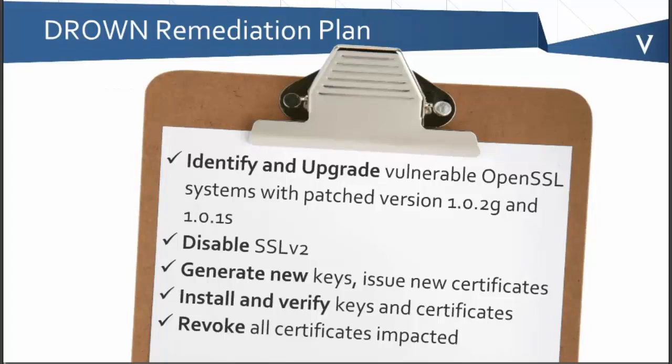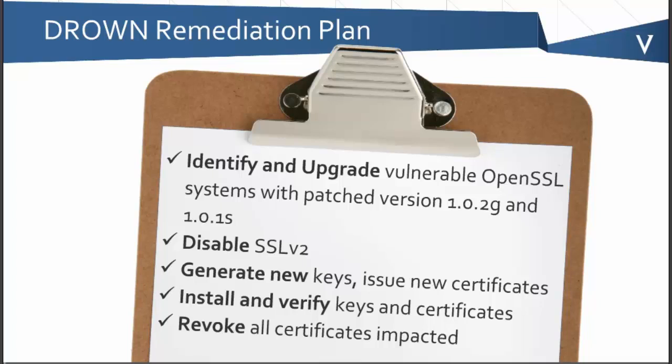So as far as a Drown remediation plan is concerned, first and foremost, it's important to upgrade to the most current version of OpenSSL that does address the Drown attack vulnerability. Also disable SSL version 2, generate new keys, issue new certificates, install and verify those keys and certificates have been replaced, and then revoke all of the old ones.